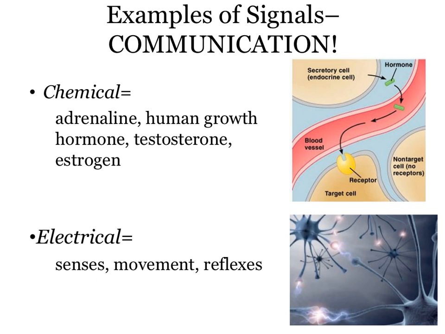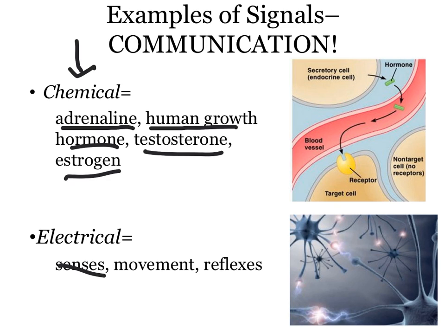So here are some examples now. Some examples of hormones or chemical signals that might be sent by the endocrine system include things like adrenaline, the fight or flight hormone, human growth hormone, which signals your body when to grow, and then even things like steroids, things like testosterone and estrogen, which are signaling molecules for secondary sex characteristics. Whereas electrical signals are more things that sense changes in the environment, so your smell, taste, touch, sight. Also movement is almost exclusively electrical signaling, and also reflexes, which we'll talk about at the end of the video today.